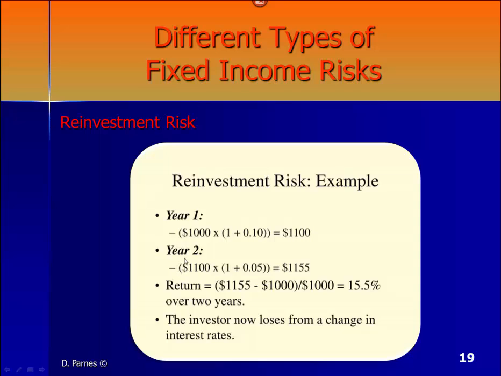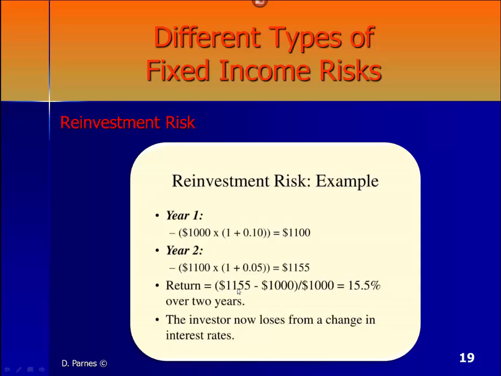The second year, for some reason, the interest rate comes down. This is the reinvestment risk. So you simply take the $1,100 that you have at the end of year 1 and reinvest it at a lower interest rate, now 5%. So take the $1,100 times 1 plus the interest rate and you get only $1,155. Altogether, what is your total return over those 2 years?